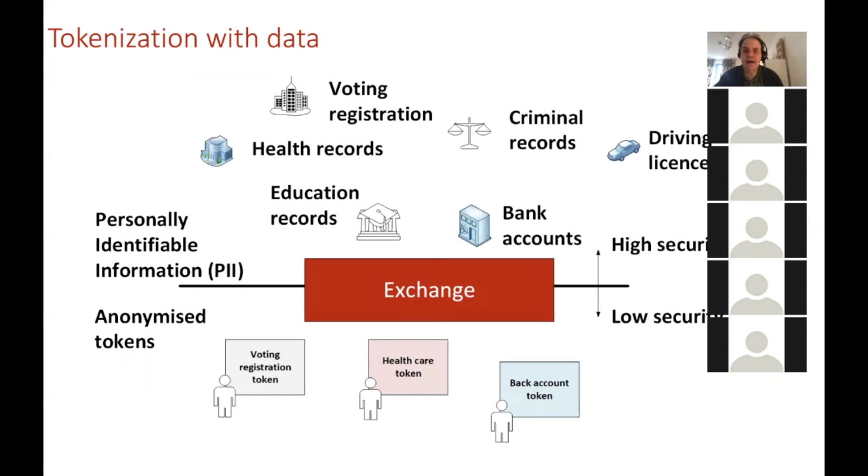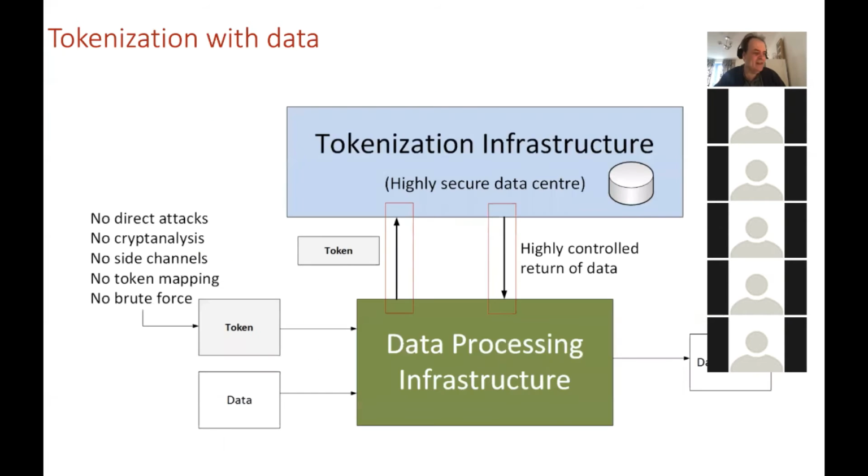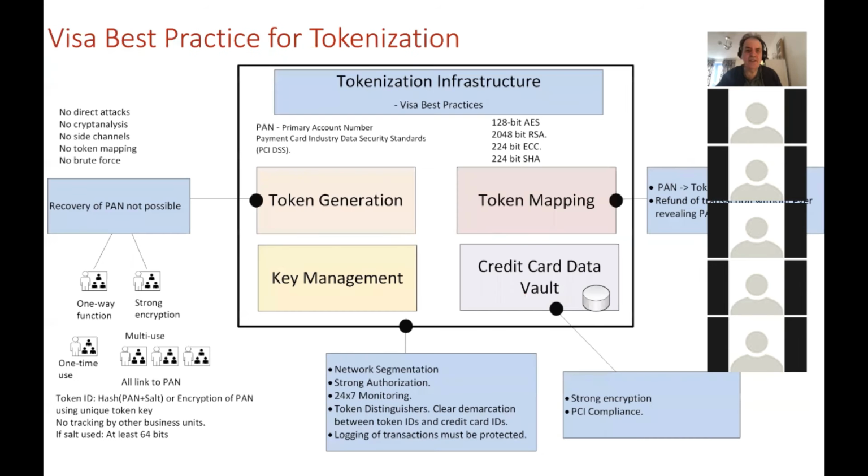Okay, so as we saw before, we can move towards a tokenization infrastructure where we deal with tokens, and we can keep all our sensitive data within a tokenization infrastructure. As we saw last week, we can take a token, put it into a processing, and if we want to map back to any sensitive data, we can map it back within our tokenization infrastructure and make some attestations on the data. So this was the Visa best practice for setting up a tokenization infrastructure.